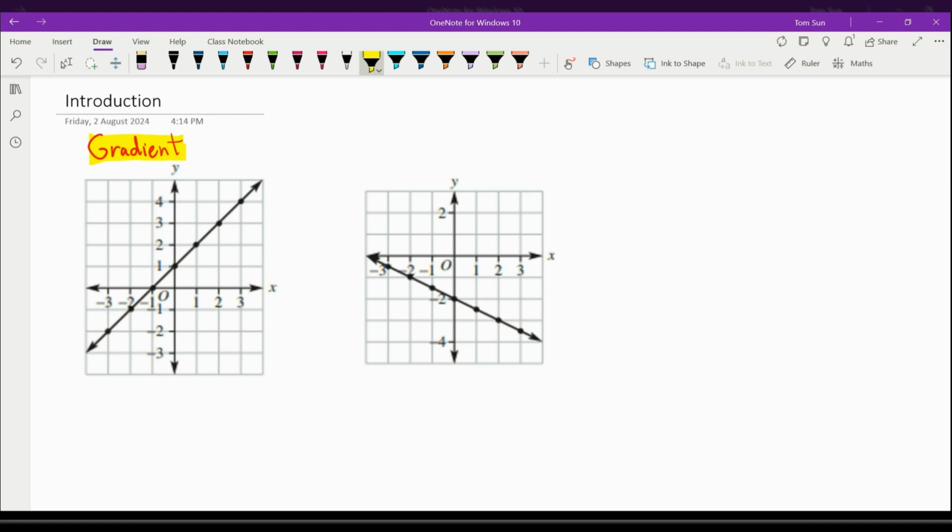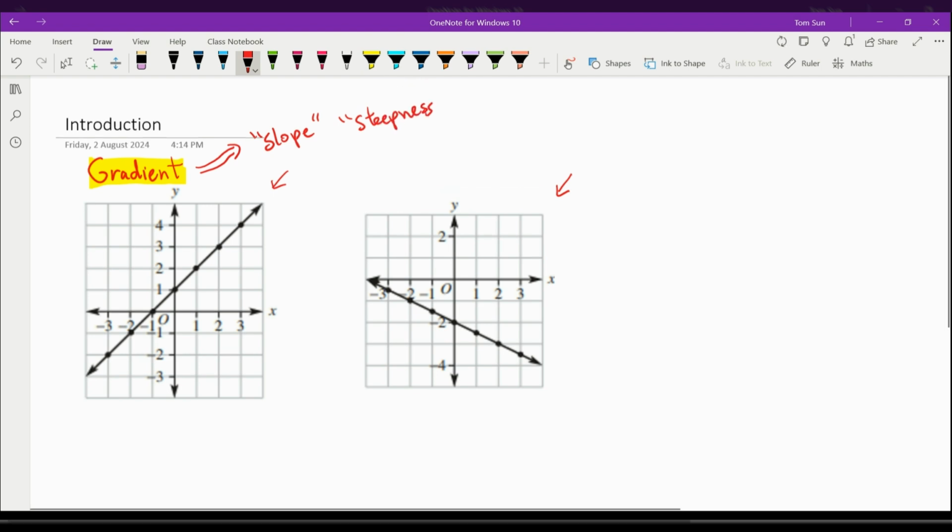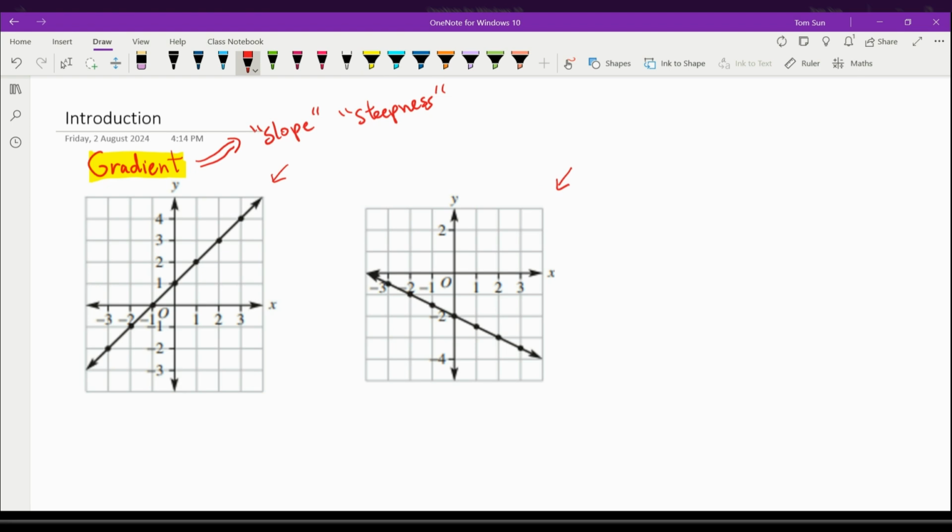So here we have two different examples. We've got example one right here and example number two right here. For us to understand what gradient is, we first have to understand that gradient actually means something like slope, or I guess you could call it steepness. When looking at these graphs, what we're going to make sure that we always do is start from the left of the line walking towards the right. So just pretend that you're standing on that line.